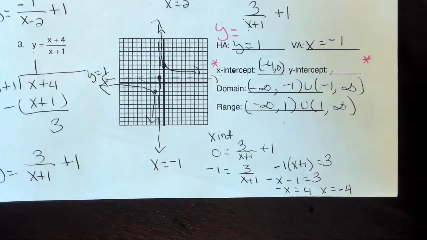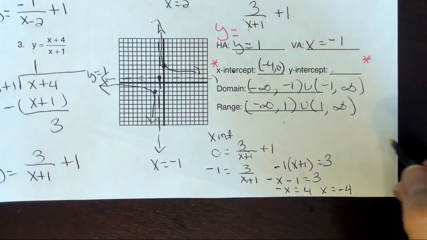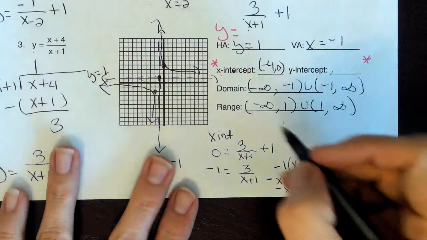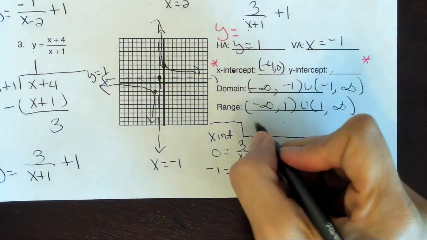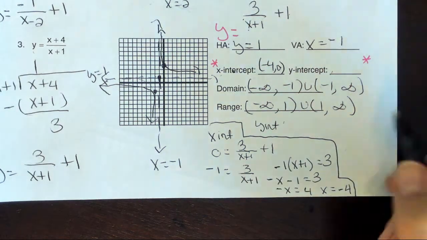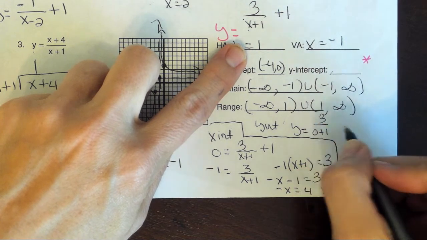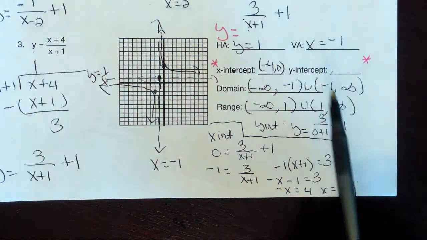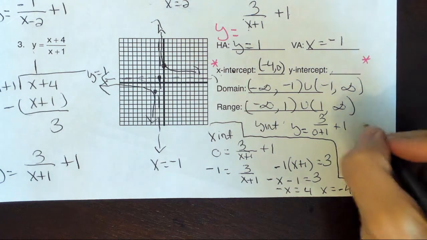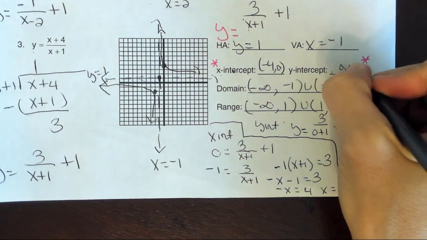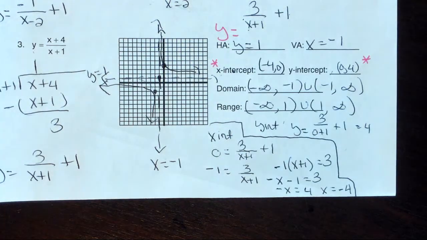Now we're going to go find the y-intercept. I think I already know what it is. I think it's right here, but I just need to double check. When you're looking for your y-intercept, you're going to let your x equal 0. So it's going to be y equals 3 over 0 plus 1 plus 1. Okay, so 0 plus 1 is 1, 3 over 1 is 3, and 3 plus 1 is 4. So your y-intercept is 0, 4. Let's go see. 1, 2, 3, 4. Yep, that's what I thought it was going to be.